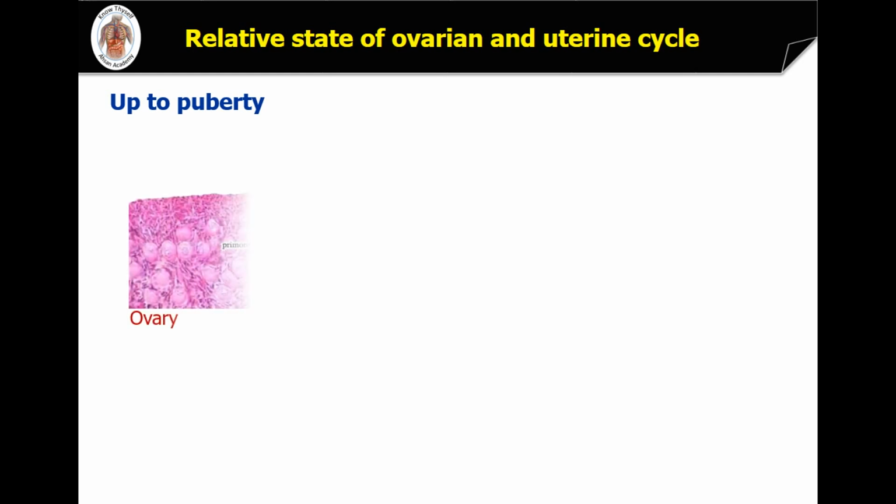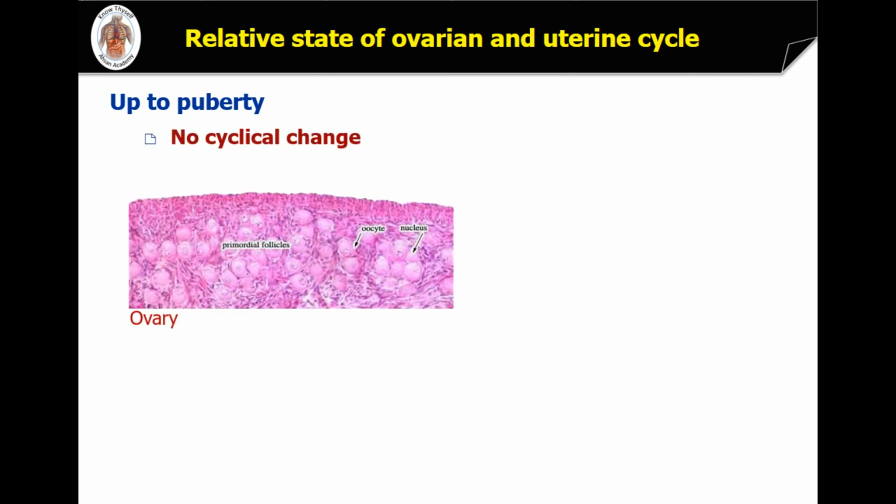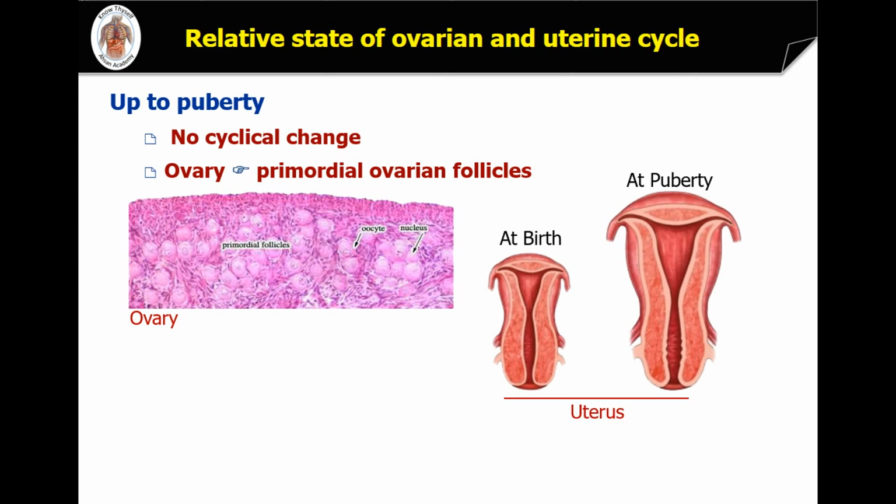Up to puberty, there is no cyclical change in the ovary as well as in the uterus. In the ovary we will find ovarian follicles. These are all primordial ovarian follicles. So we can see this is the ovary, and all follicles are primordial in nature and contain primary oocytes. If we look into the uterus, at birth the uterus has a body smaller than the cervix. This body is the main portion for reproduction, and up to puberty this body increases in size and becomes almost equal to the cervix size.